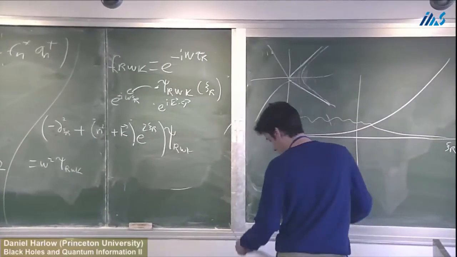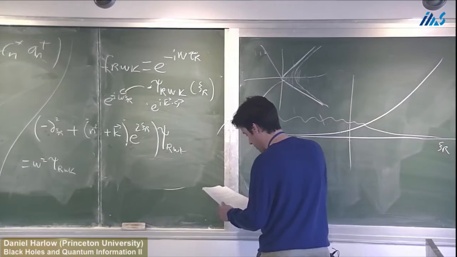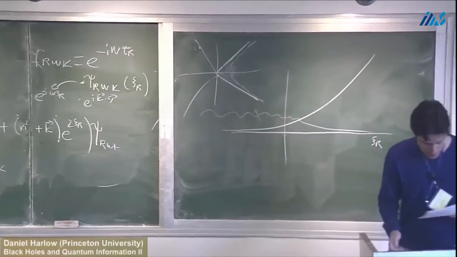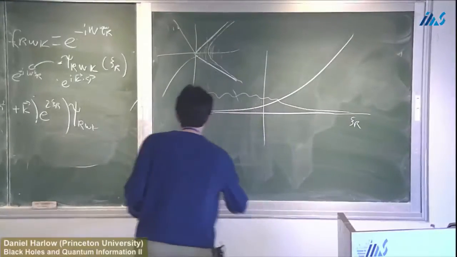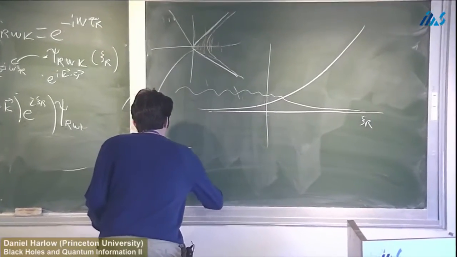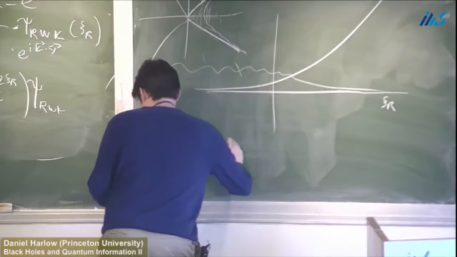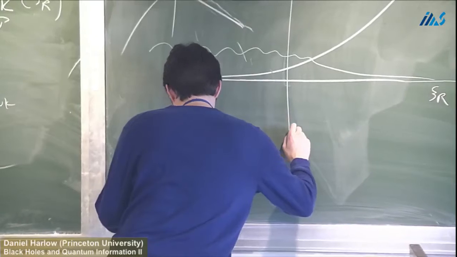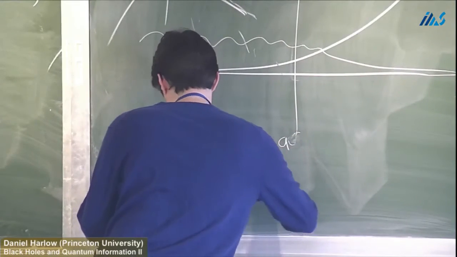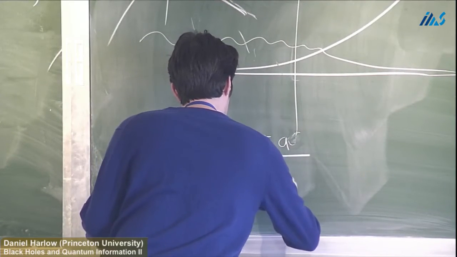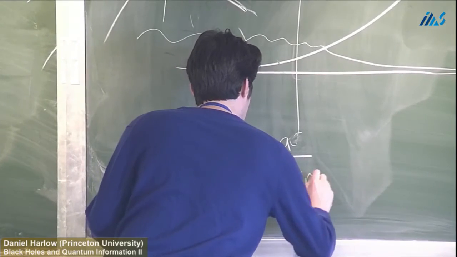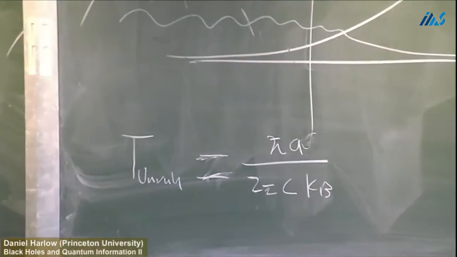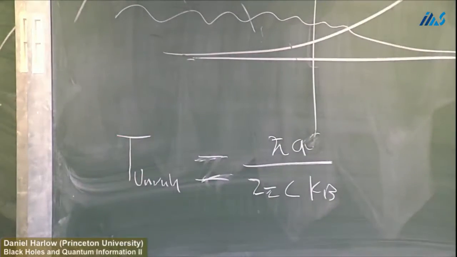If you chase the units through, and this will be one of the few cases where I actually write some dimensionful things, the Unruh temperature ends up being h bar times your acceleration divided by 2 pi times c times k Boltzmann. This 1 over 2 pi is the 1 over 2 pi that we got before, and now I've put in the dimensionful factors that I was ignoring before.